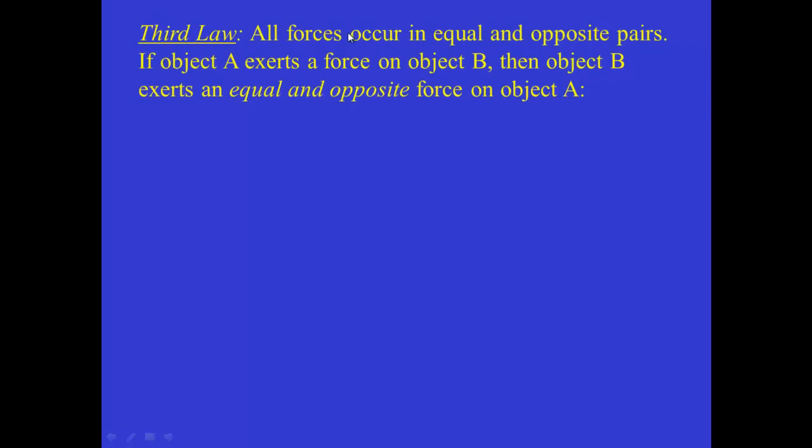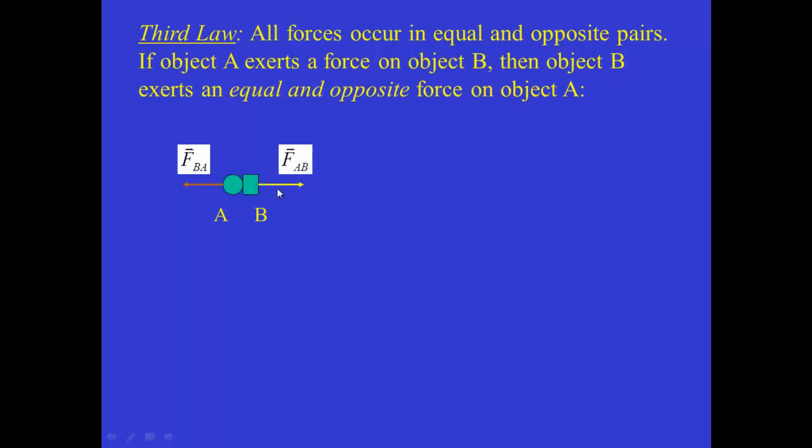The third law, which will be important in some of the problems that we work on, especially problems involving more than one object, says that all forces occur in equal and opposite pairs. And what it really means is, if an object A exerts a force on an object B, then it must always be true that object B exerts an equal and opposite force on object A.